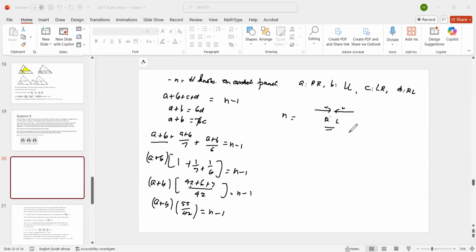So what you've got here is actually, you're supposed to have 12 here, right? The D, RL is not 6 but 12.